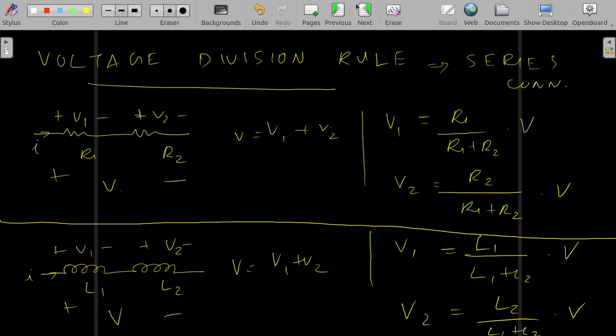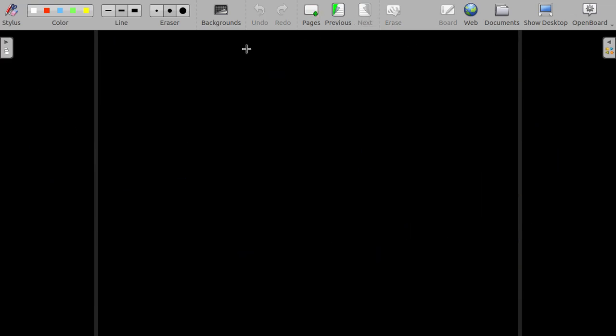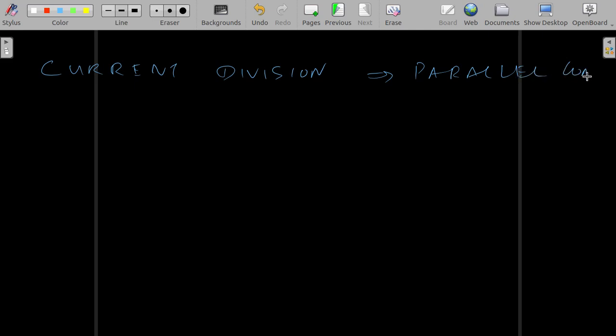Okay, this is the voltage division rule, and it is applicable to series connection. So logically, what will be the next thing? It is the current division rule, right. Current division is applicable for parallel connection. Why? Because voltage is the same here.